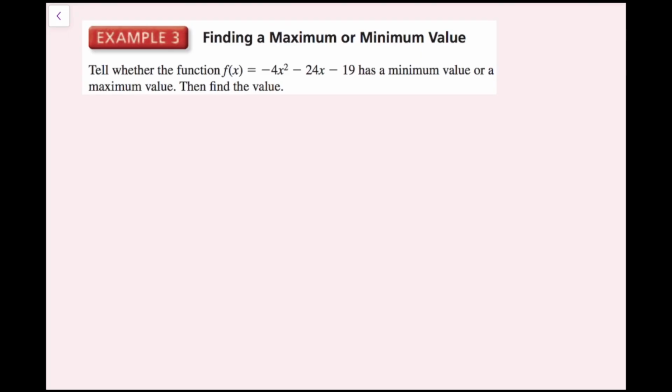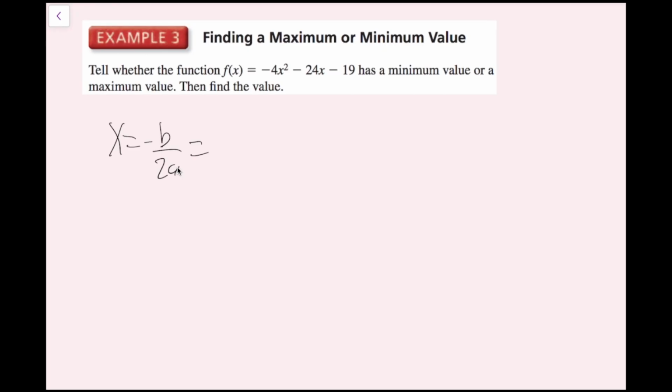The vertex is going to be the largest y value on there. And then to find this maximum value, what I'm going to do is just find the ordered pair for the vertex, and that y value is the maximum value. So I'm going to do my x equals -b over 2a, because this is how to find the x component of my vertex. So I'm going to plug in -24 for b and then -4 for a.